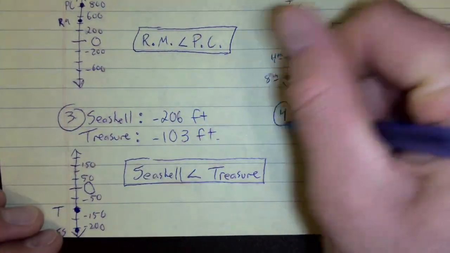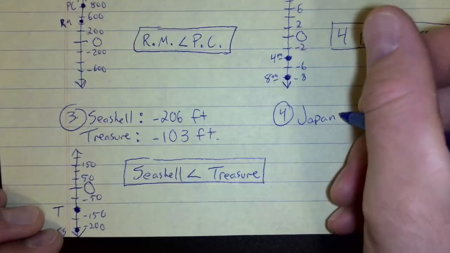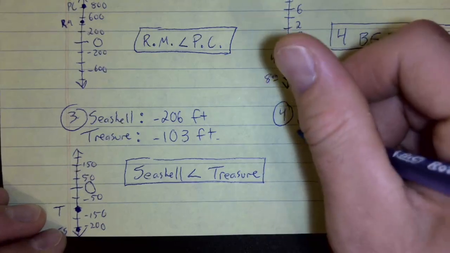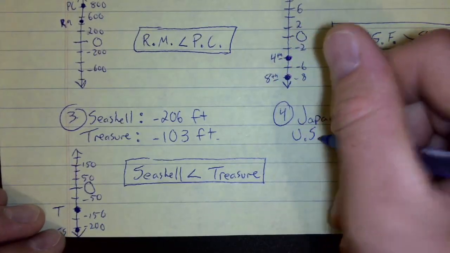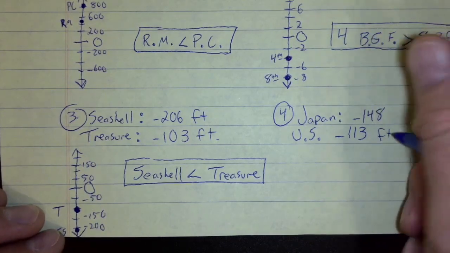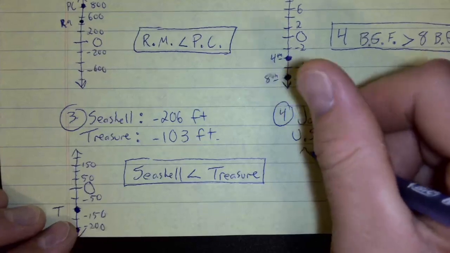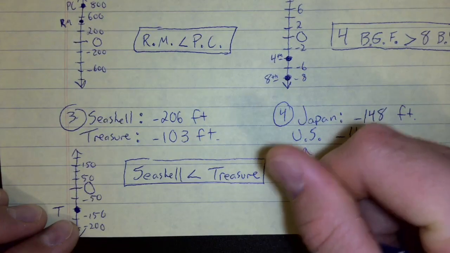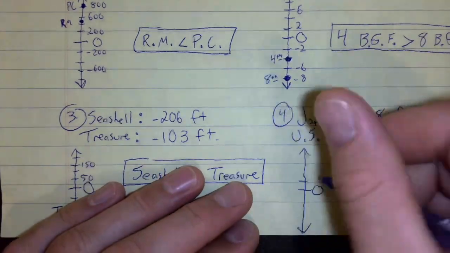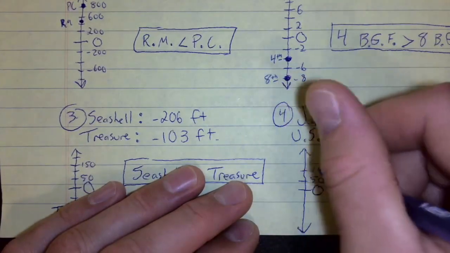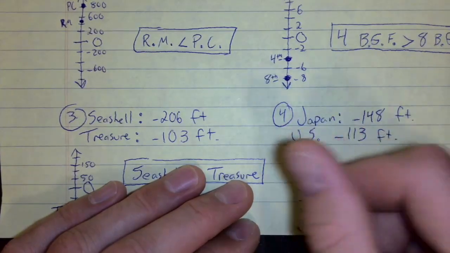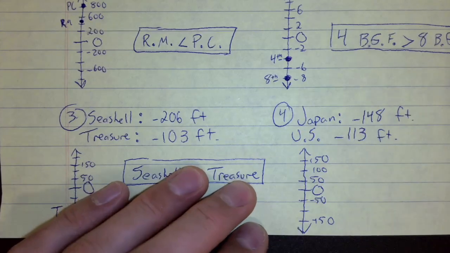Number 4 is Japan, at an elevation of negative 148 feet below sea level. And the U.S., a specific spot in the U.S., is at negative 113 feet. All right, so step 1, just create that number line, nice and straight, and always put the 0 right in the center. And 50s would be easy here to go up and down by: 50, 100, 150, negative 50, negative 100, negative 150.